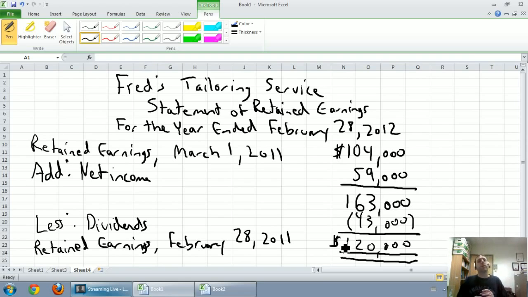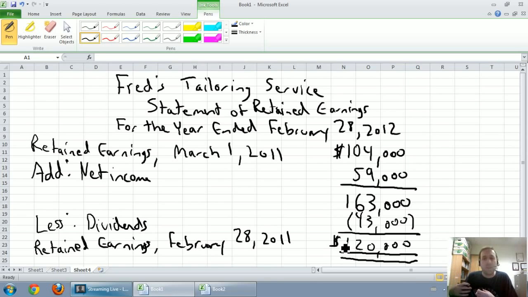So again, the statement of retained earnings summarizes how the company's retained earnings has changed in the year. Remembering the term retained earnings means earnings that are kept in the company. We started with $104,000 of earnings we're keeping in the company. We made $59,000. That's great. That's $59,000 more that we could be keeping in the company.